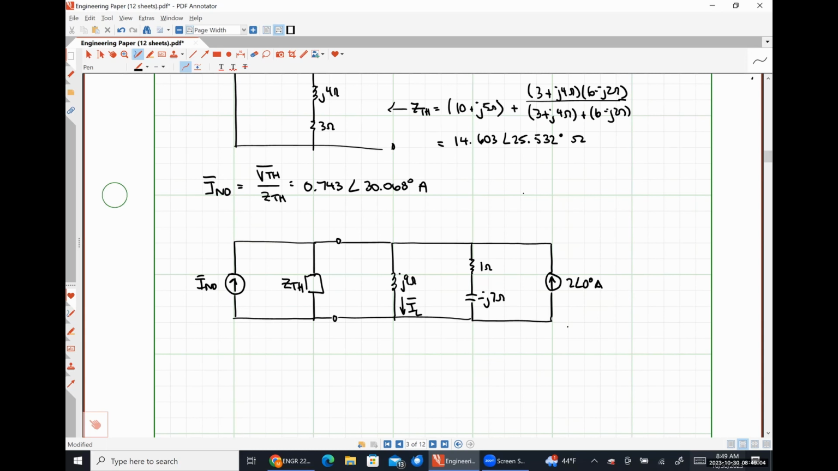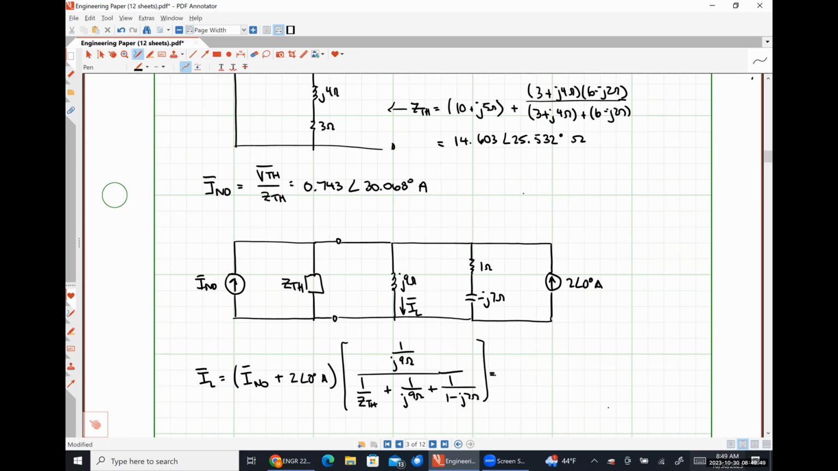And since I've replaced everything to the left with my Norton equivalent circuit, I now have a circuit where I can literally just use current division to find the thing that I'm interested in, right? So my current IL would be I Norton plus 2 angle 0 degrees amps times 1 over j9 ohms, over 1 over Z Thevenin, plus 1 over j9, plus 1 over 1 minus j7 ohms.